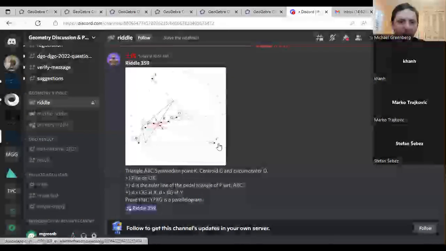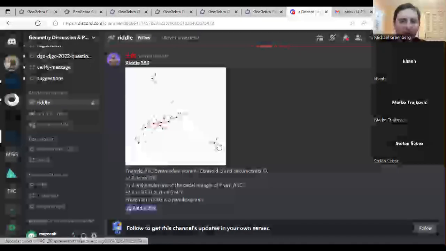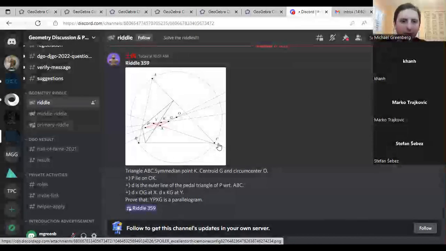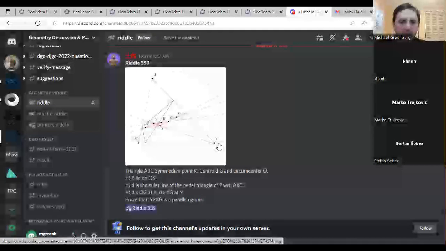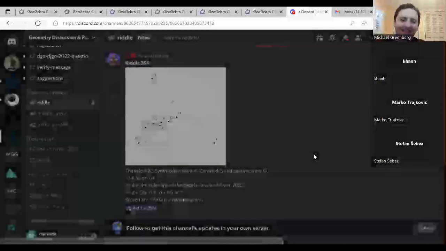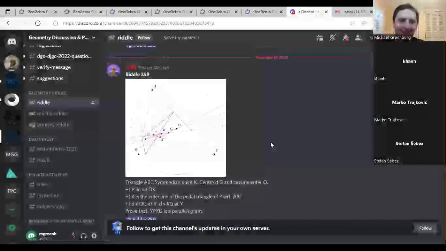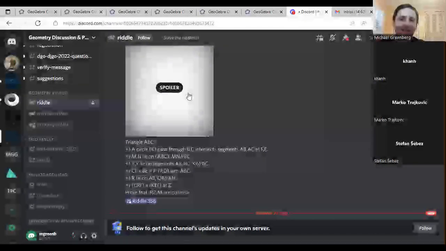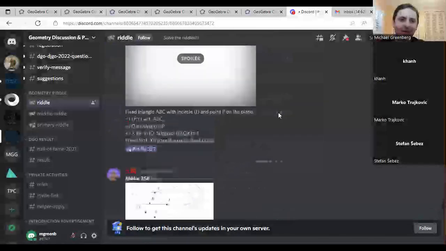K is the symmedian point, G is the centroid, and O is the circumcenter. P lies on OK. The Euler line of the pedal triangle. That sounds complicated. The Euler line of the pedal triangle. Let's see what else we have.